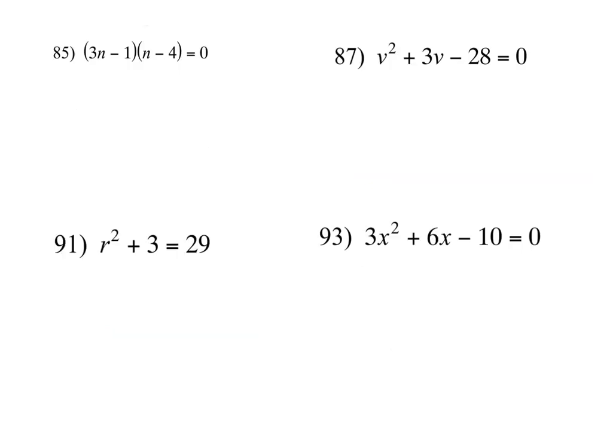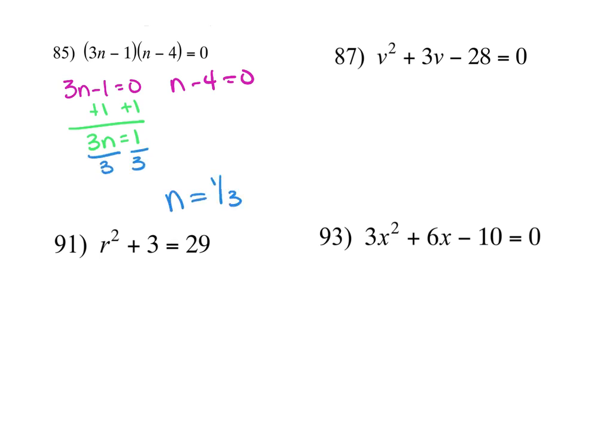By factoring, if it's already factored, you just set each one of these equal to 0. 3n minus 1 equals 0. n minus 4 equals 0. And then you solve. Add 1. 3n equals 1. Divide by 3. n can equal 1/3. Over here, you're going to add 4. And then n can also equal 4. So when it's factored, it's really simple.